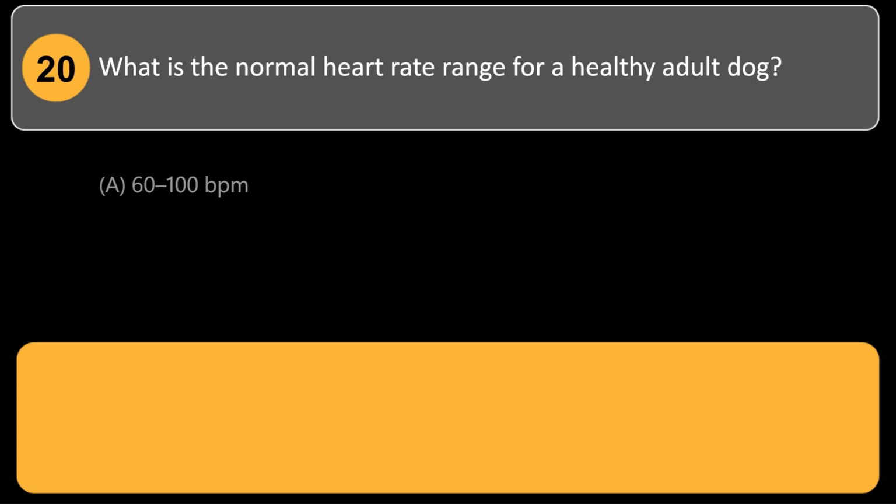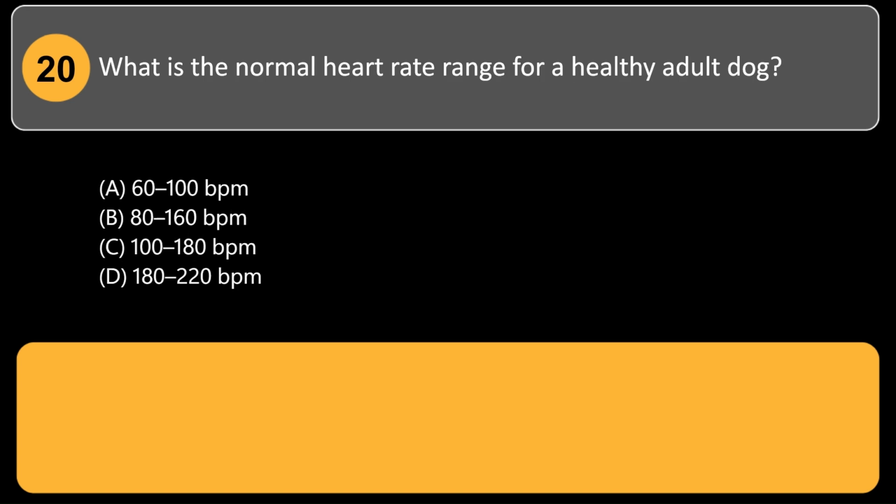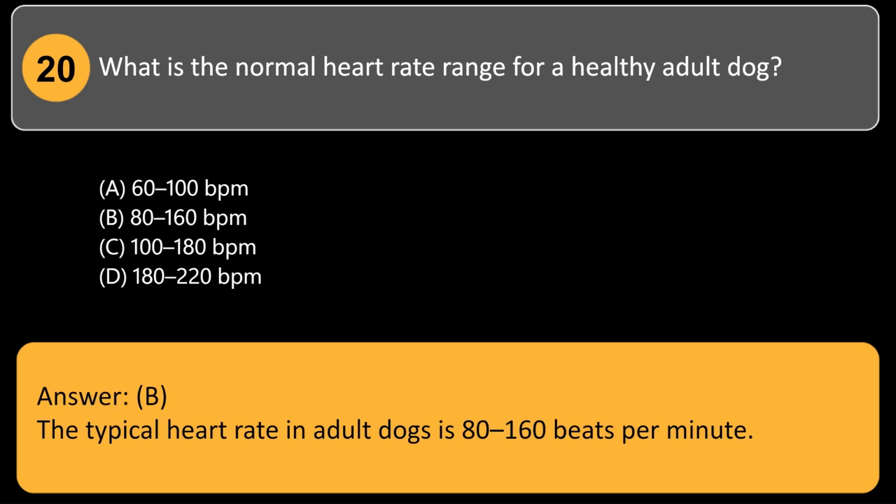What is the normal heart rate range for a healthy adult dog? A. 60 to 100 bpm. B. 80 to 160 bpm. C. 100 to 180 bpm. D. 180 to 220 bpm. Answer, B. The typical heart rate in adult dogs is 80 to 160 beats per minute.